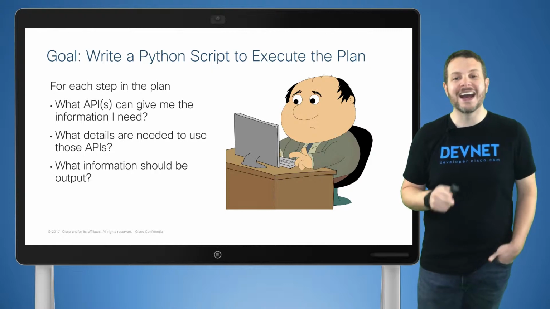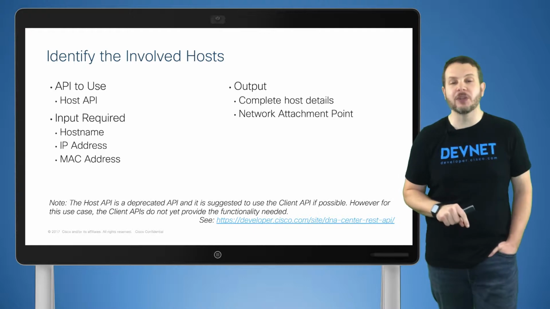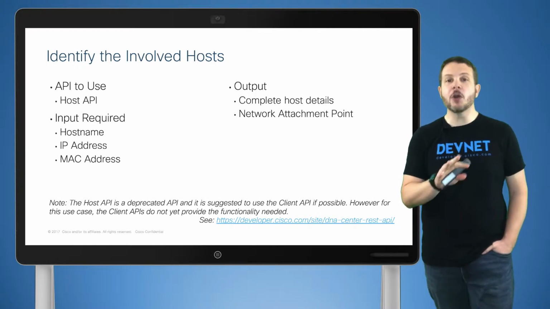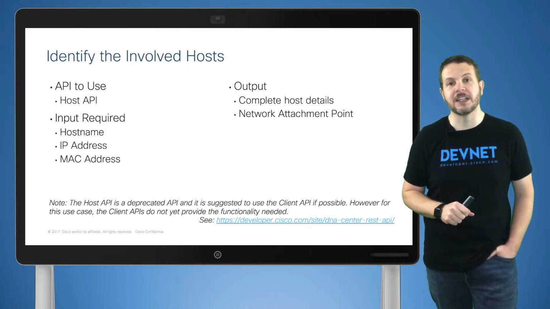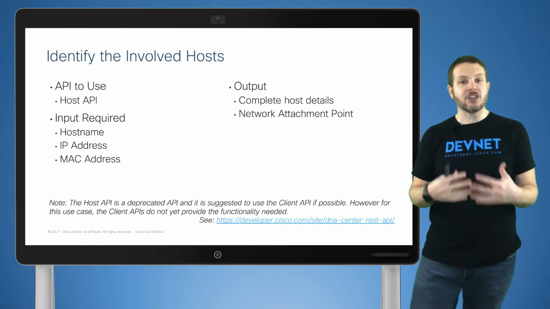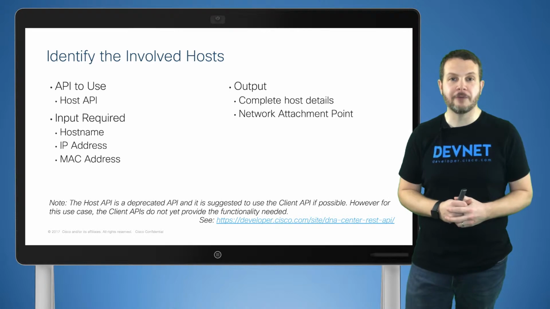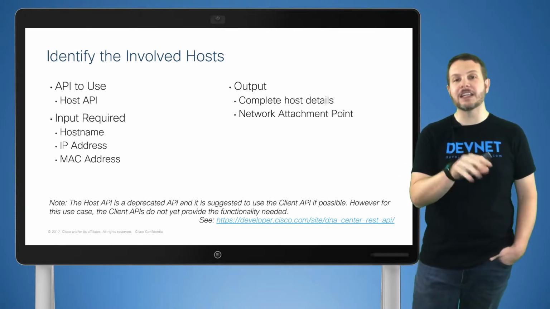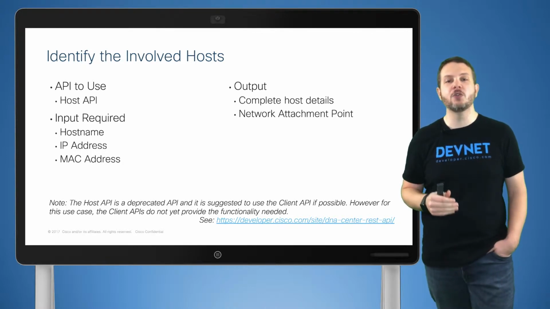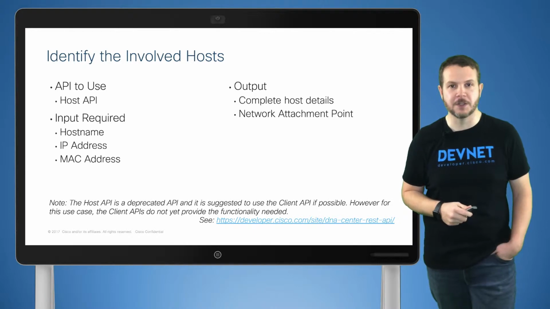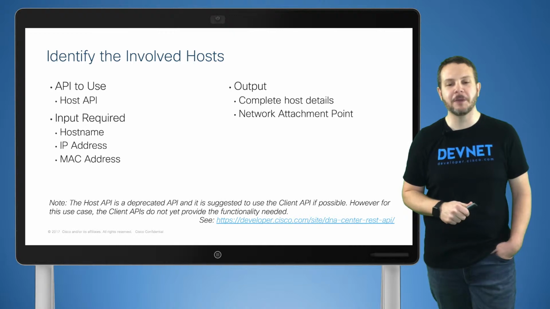So step 1, identify the involved hosts. Now, the API we're going to use in today's example is the host API. Now, a note about the host API. It is listed as a deprecated API for Cisco DNA Center Platform. The deprecation of APIs is a common activity as new features and APIs are introduced to platforms. And in this case, if you read the documentation up on Cisco DevNet about the APIs available, you'll see you're being encouraged to use the newer client API that's available in Cisco DevNet, in the Cisco DNA Center Platform capabilities.